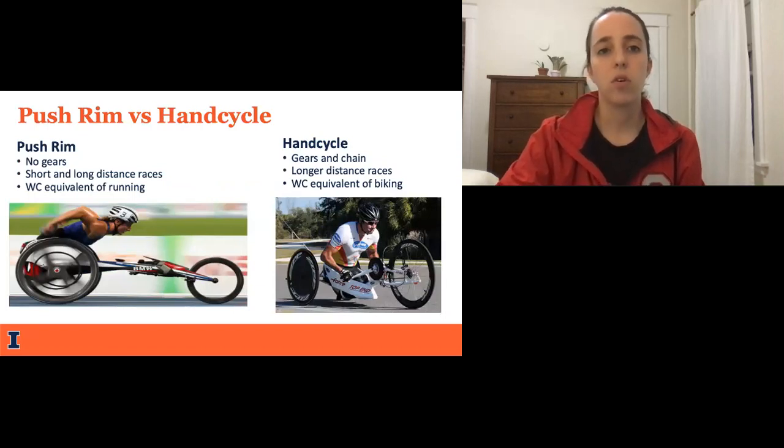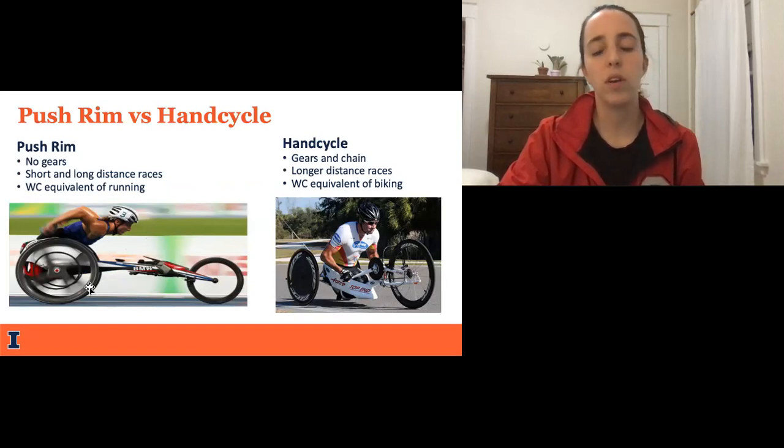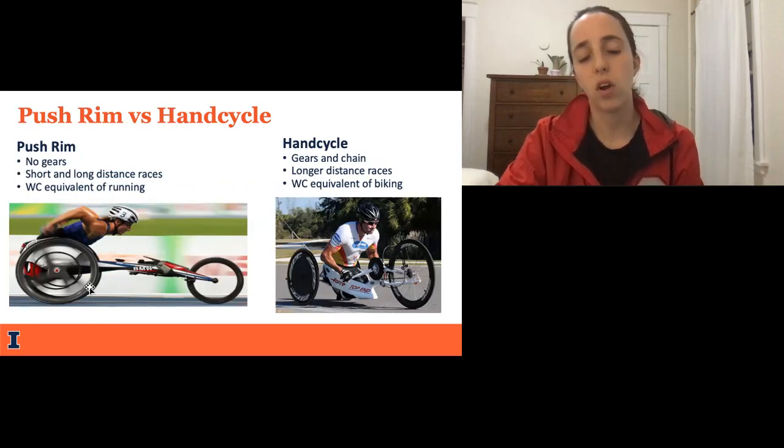So I want to start off by making clear the difference between a push rim wheelchair and a hand cycle. On the left here, you see a push rim wheelchair, and on the right here, you see a hand cycle. The image on the left is basically the wheelchair equivalent of running. It doesn't have any gears, and it's used for short and long distance races. This athlete uses her hands and she's pushing on these rims here to propel the chair. A hand cycle is kind of like the wheelchair equivalent of biking. You have gears and a chain, and then you have handlebars here. These are generally used for longer distance races.